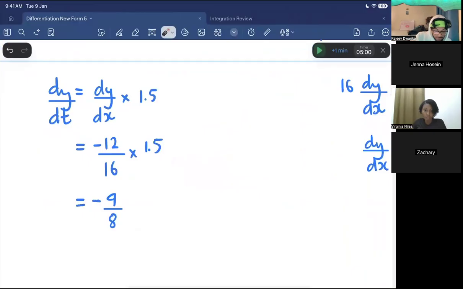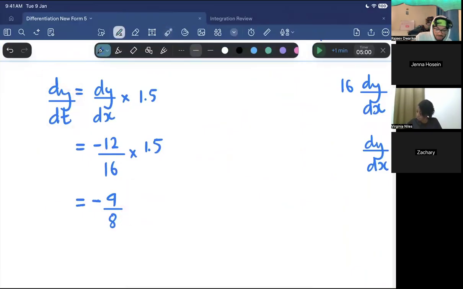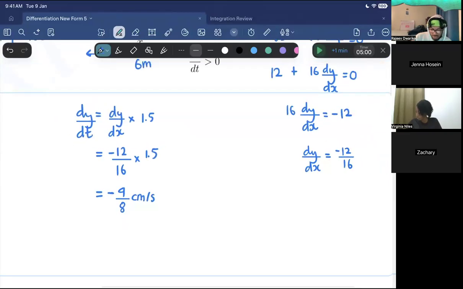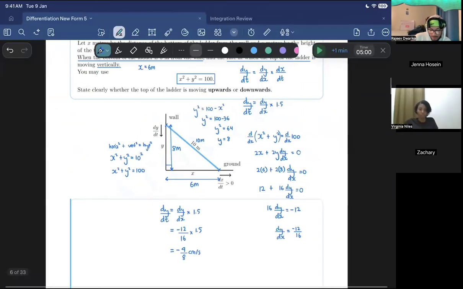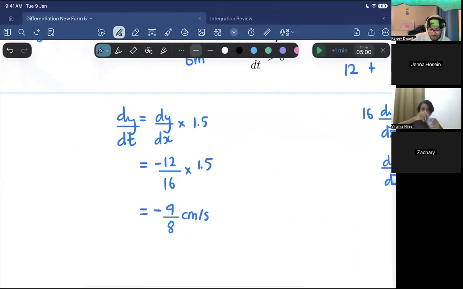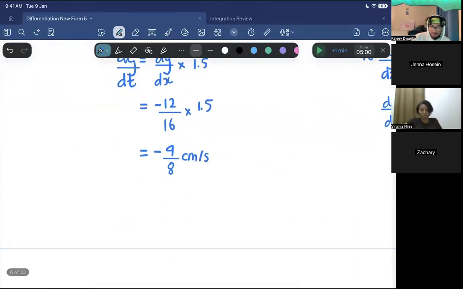But this, however, would have dimensions. It's dy divided by dt, so what will the unit be? Centimeters per second. Yes. That's the answer. So does it look like it's going to move upwards or downwards, based on the negative sign? Downwards.